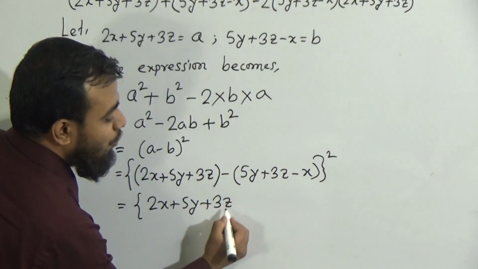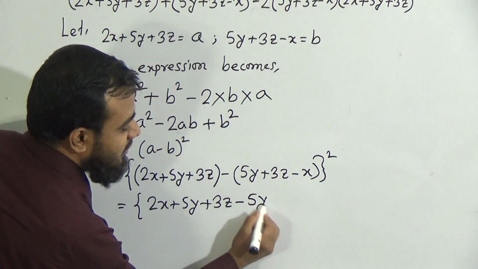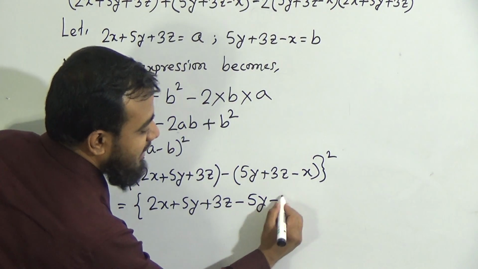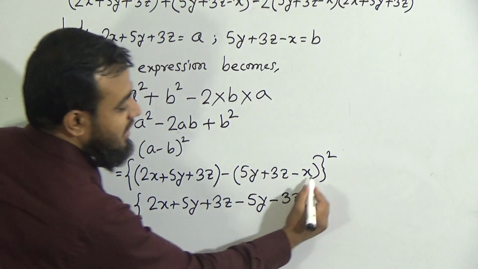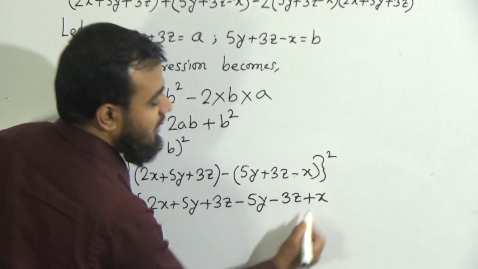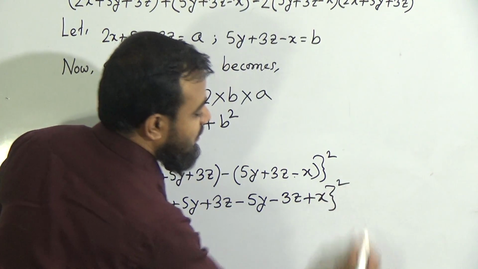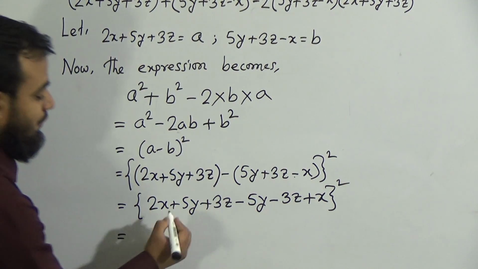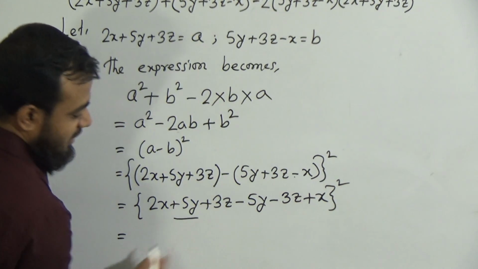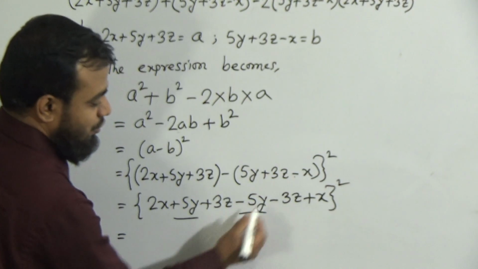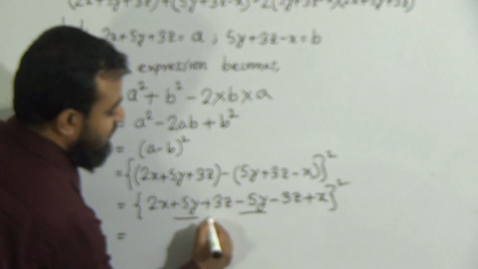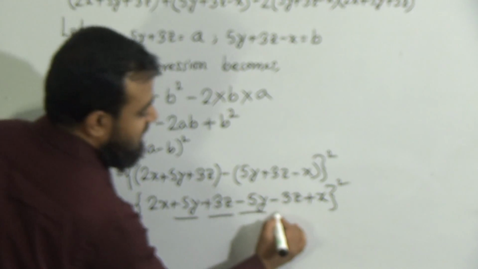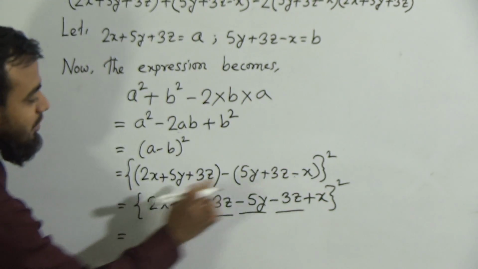Now 5y will take minus sign, thrice z will take minus sign, and my dear students, x will take plus sign. Okay, and second bracket will have a square also. Now it's a simple calculation. The 5y has plus sign, 5y has minus sign, so these two will be omitted, and thrice z has plus sign, thrice z has minus sign, so these two also will be omitted. We have only twice x plus x.